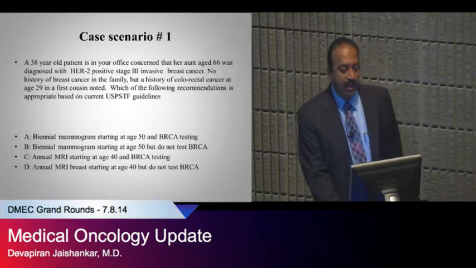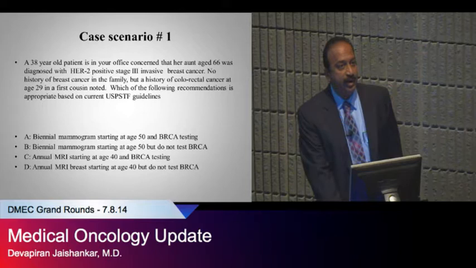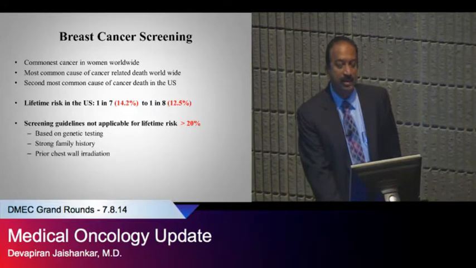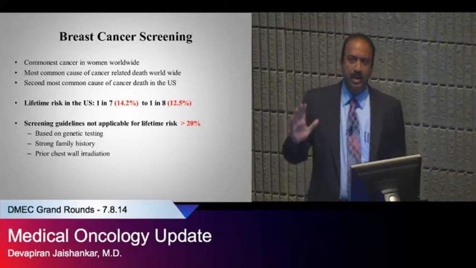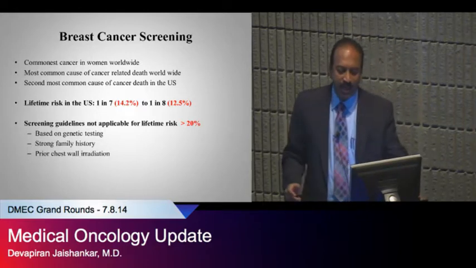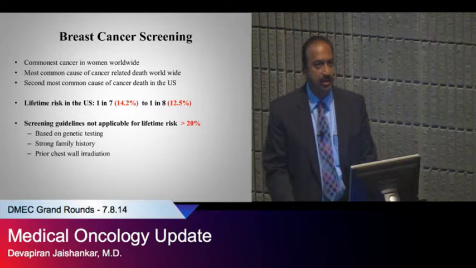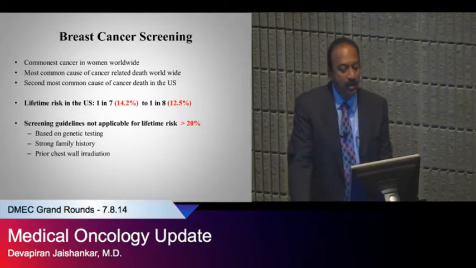So let's get into the guidelines here. Why do we have screening for breast cancer? It's the commonest cancer in the world in women worldwide. The second most common cause for cancer death in the United States after lung cancer. These are some important numbers for you to keep in mind. The lifetime risk in the United States is 1 in 7 or 1 in 8.